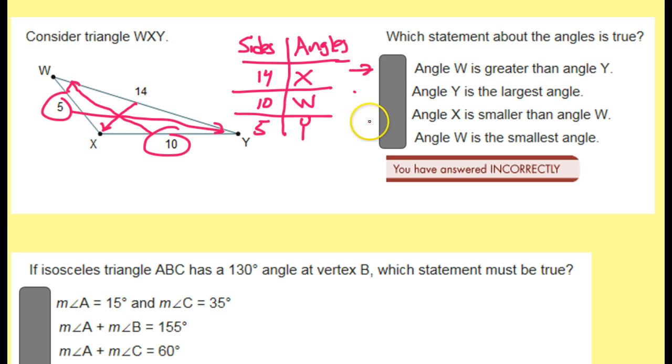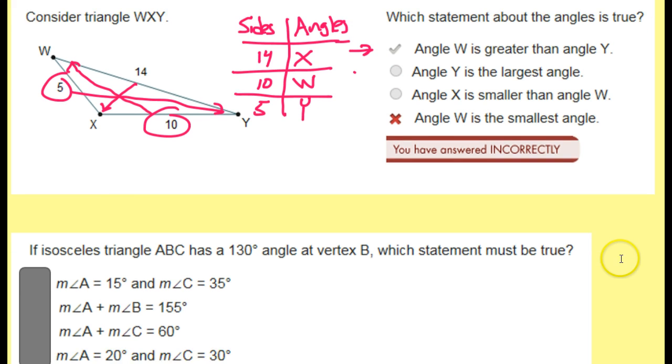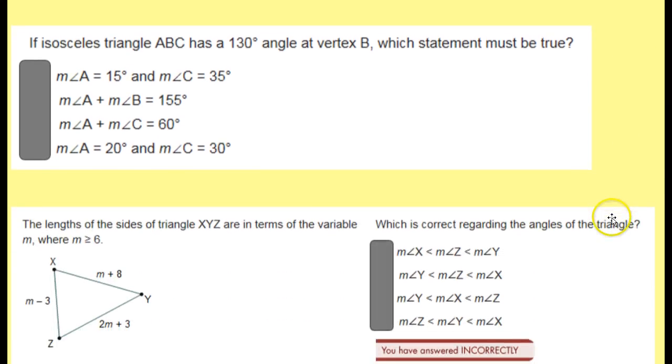So, yeah, that answer is correct. Let's look at the other three real quick. Angle Y is the largest? No. If it were, it would be at the top. Angle X is smaller than angle W? No. Angle X is at the top. It's the biggest. Angle W is the smallest? No. If it were the smallest, it would be right here at the bottom. So, kabam! The top one is the answer. Like I said. Let's look at the next one.